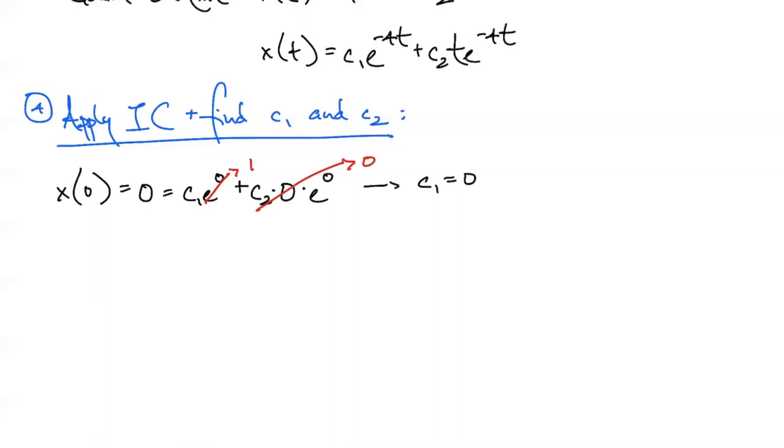Now we have to find the derivative before we can plug in our second set of initial conditions. So we got a little chain rule, and we got a little product rule.